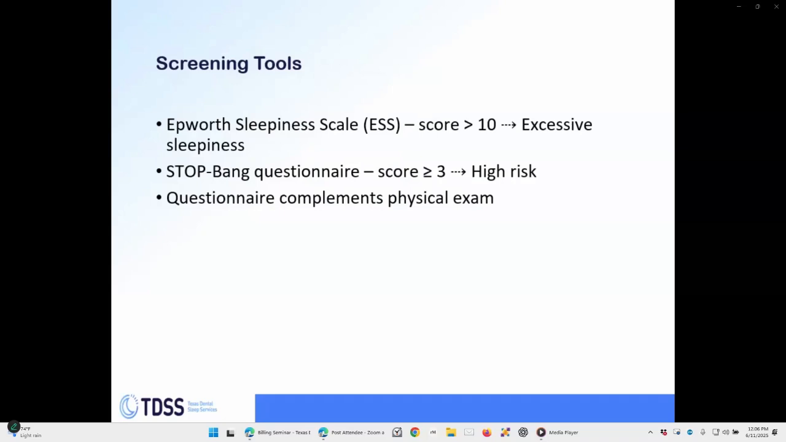Epworth and STOP-Bang. Okay. The Epworth Sleepiness Scale, or ESS, gets particular emphasis. It's a really widely accepted tool. It basically assesses a patient's general level of daytime sleepiness. It asks how likely they are to doze off in different situations, sitting and reading, watching TV, that kind of thing. A score of 10 or higher typically indicates excessive daytime sleepiness, a real hallmark symptom of obstructive sleep apnea.